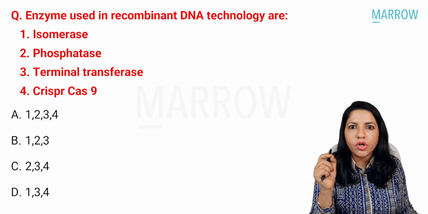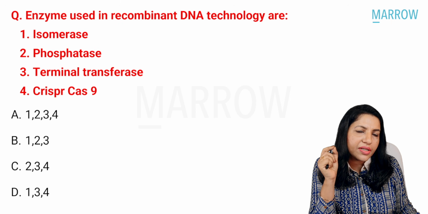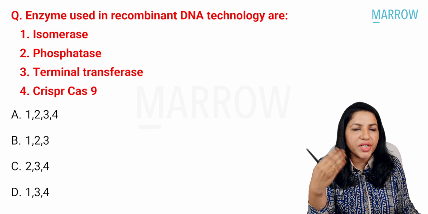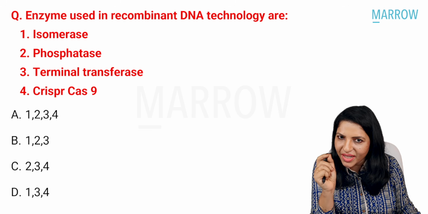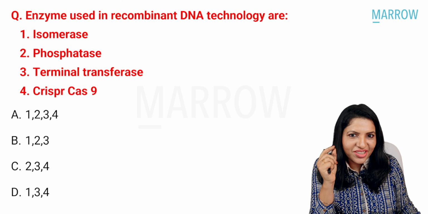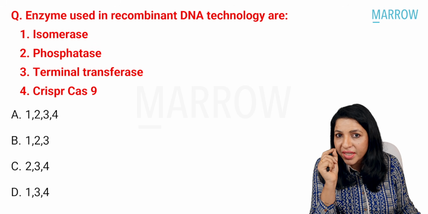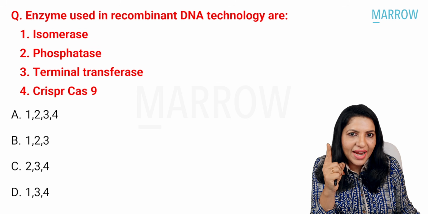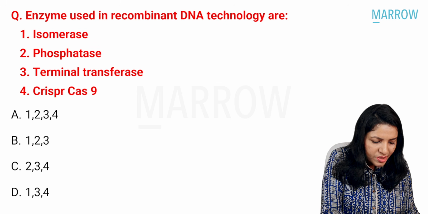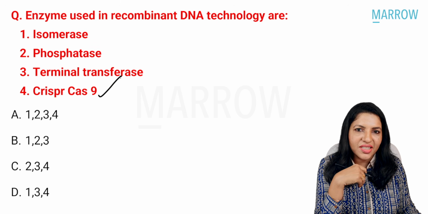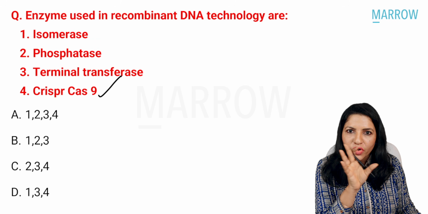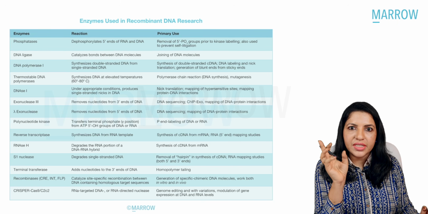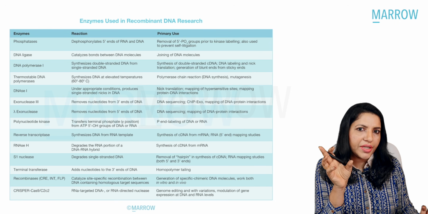Okay, next question is a direct question from Harper. Enzyme used in recombinant DNA technology. There is a table that is given in Harper. Every time, every new edition of Harper comes, one enzyme is added to this list. In the latest edition of Harper, one enzyme that was added in this list was CRISPR-Cas9. That was asked in this exam also.